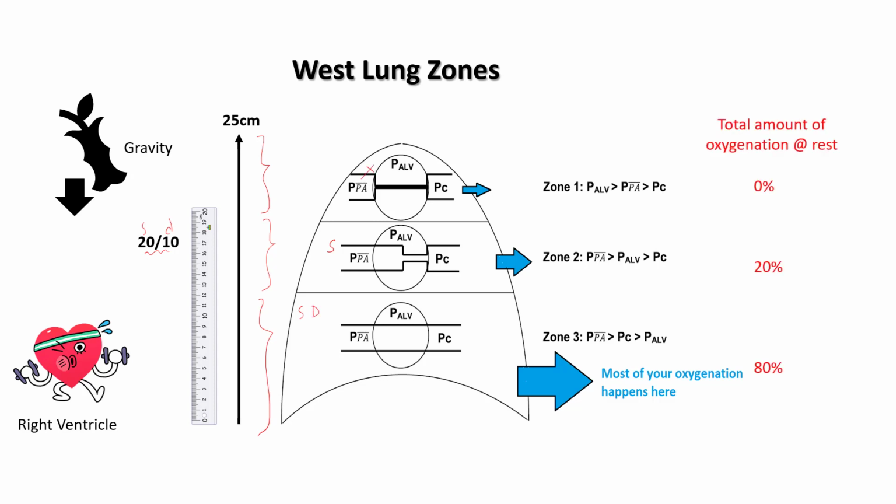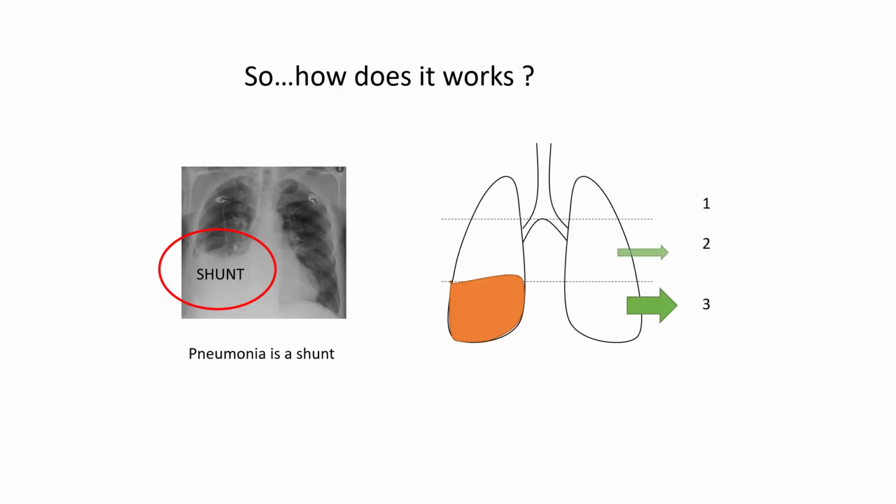So if you look at the amount of oxygen that your lungs are providing you, around 80% of that oxygen is coming from the lung bases, 20% from the middle, and almost 0 from the top. Now this is under normal resting circumstances. So let's understand this in a little bit more detail.